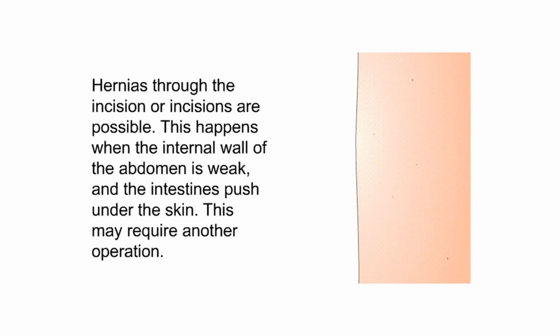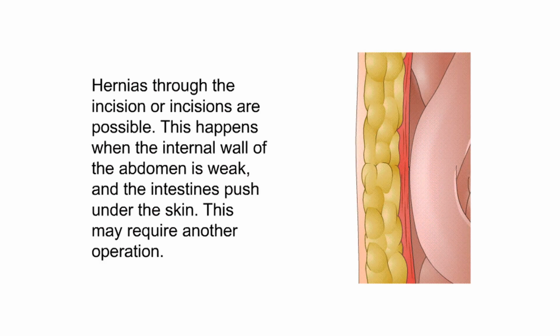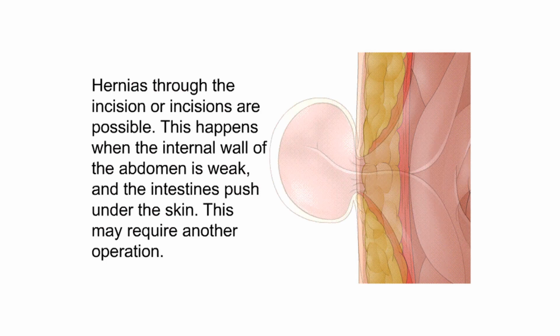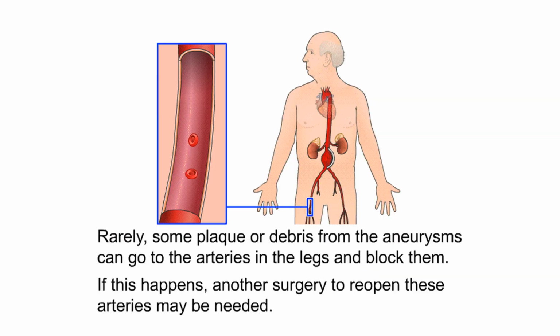Hernias through the incision or incisions are possible. This happens when the internal wall of the abdomen is weak and the intestines push under the skin. This may require another operation. Rarely, some plaque or debris from the aneurysms can go to the arteries in the legs and block them. If this happens, another surgery to reopen these arteries may be needed.